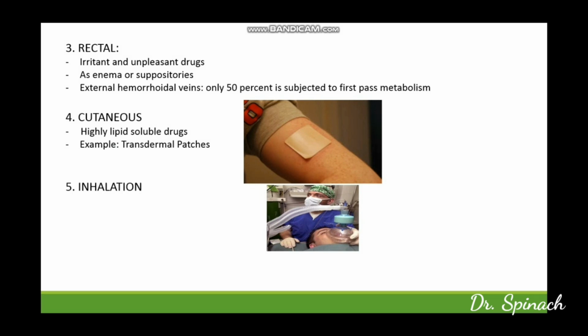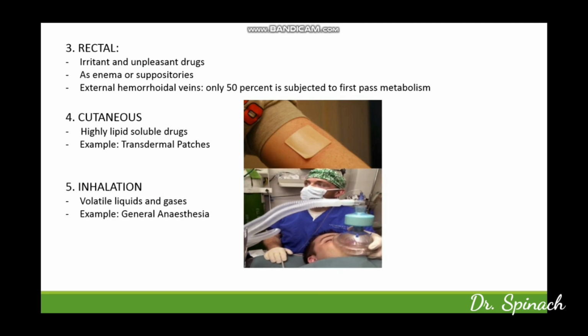The next one is the inhalational route. Volatile liquids and gases are given by inhalation for systemic action. Absorption takes place from the very vast surface of alveoli, and hence the action is very rapid. For instance, use of nitrous oxide and sevoflurane during general anesthesia.